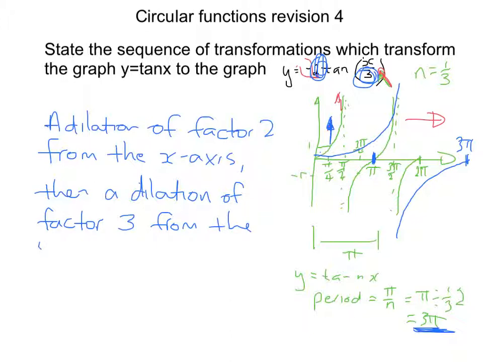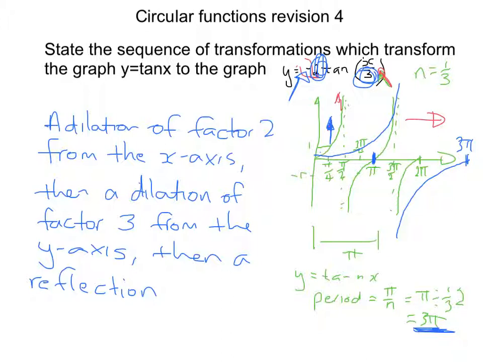And then finally we're going to deal with this negative sign at the front, and then a reflection in the x-axis. So that would be the sequence of transformations, transforming y equals tan x to the graph of y equals negative 2 tan x over 3. So we deal with our amplitude one first at the front here, then we look for any dilations that might be occurring in the x direction or away from the y-axis, and then we'll deal with any reflections in the x-axis last. Okay, let's move on to the next question.